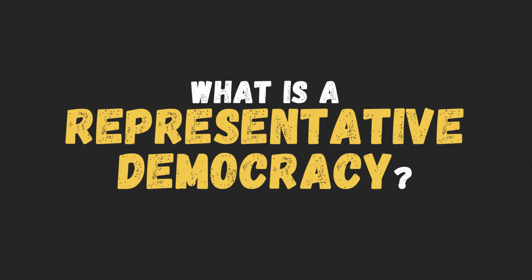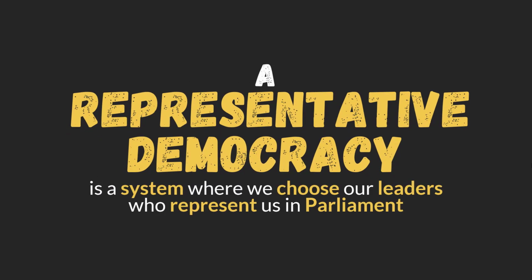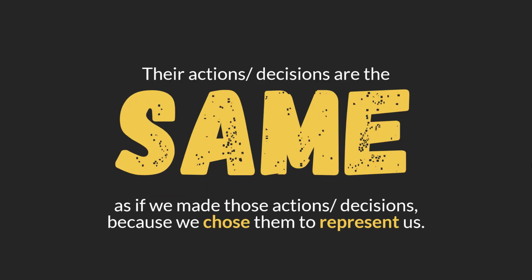What is a representative democracy, which I mentioned quite a few times? The definition is that it is a system where we choose our own leaders. They then represent us in parliament, which will debate and propose new laws, or remove laws, or change laws. So their actions and decisions are the same as if we had made the actions or decisions ourselves, because we chose them to represent us. So the people that you choose to put into government are the ones supposed to represent us.